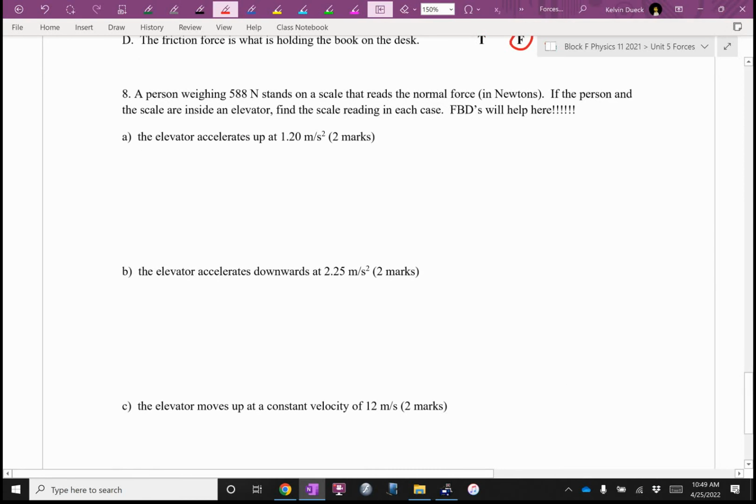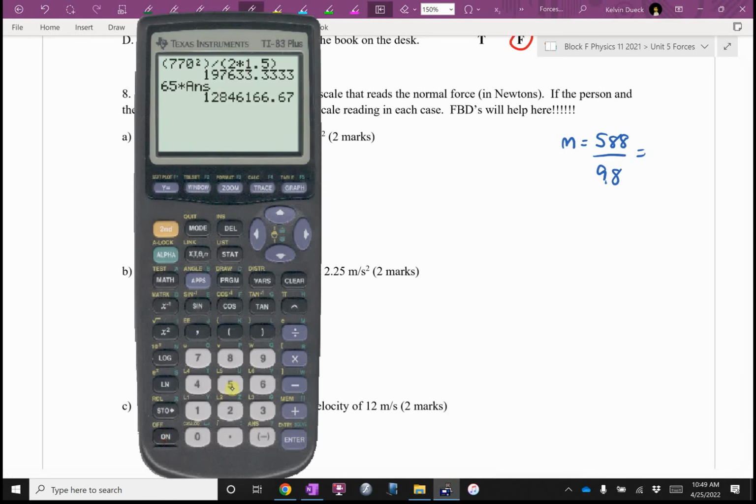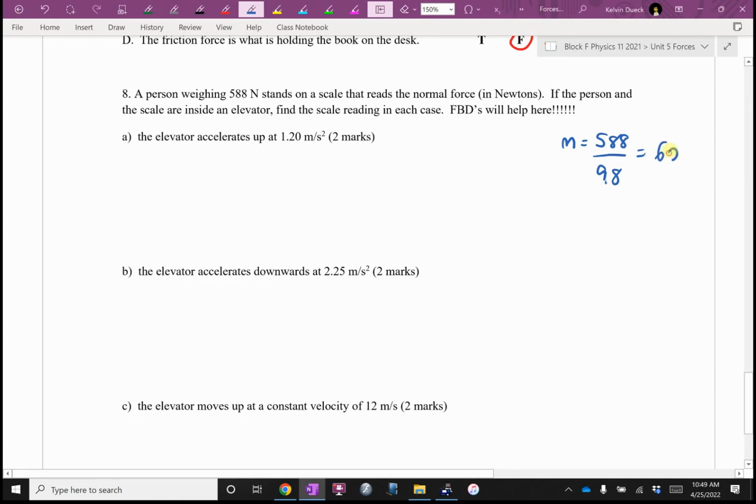Example 8, elevator questions. First thing I noticed is, what are the units next to that 588? Newtons. Is that a mass? If it was a mass, what would the units be? So the very first thing I did before I even jumped in is I said the mass is going to be 588 divided by 9.8. I said the mass we're talking about here is 60 kilograms. Now that I had that, I was ready to deal with the question.